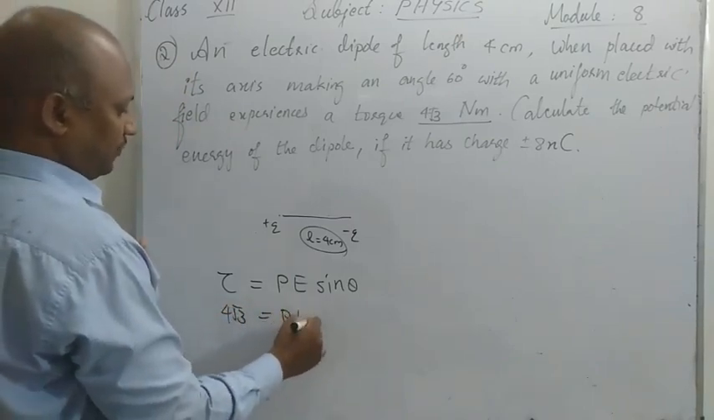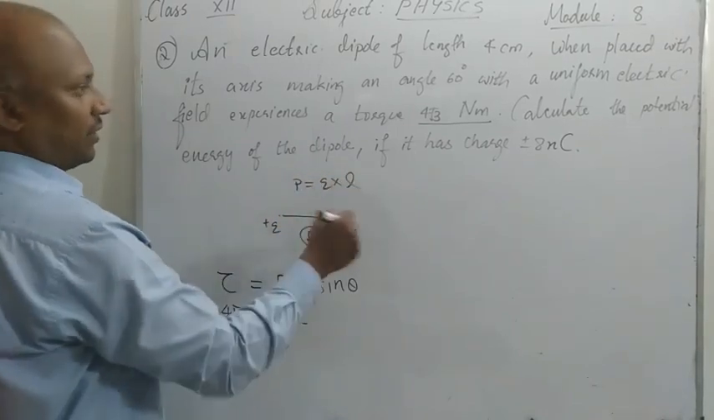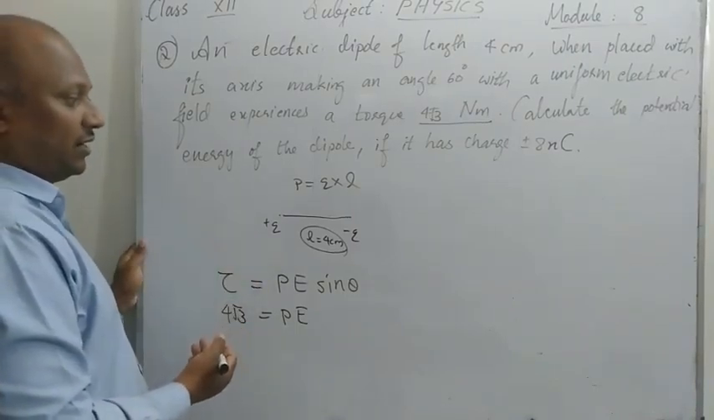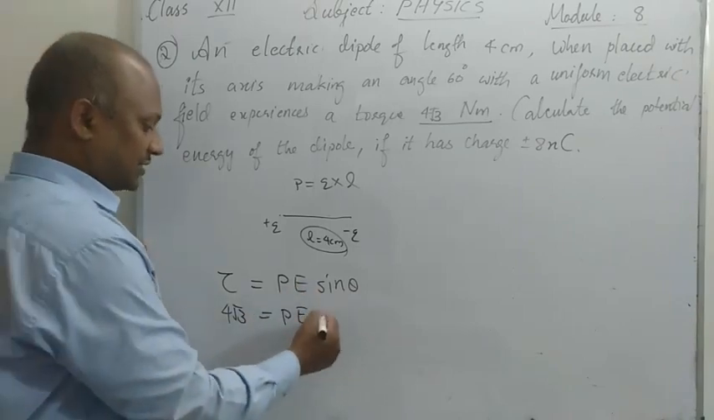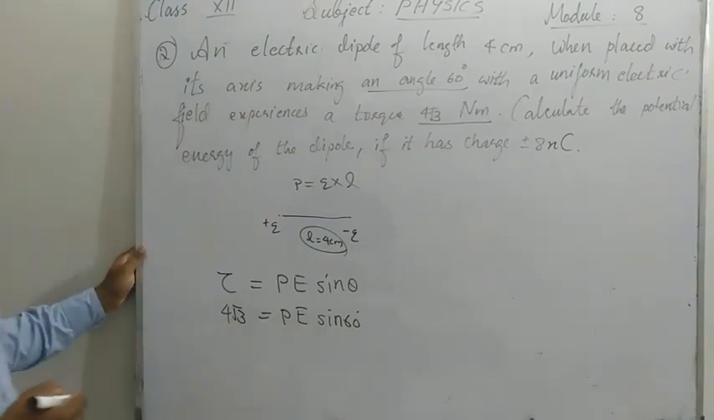P we don't know, E we don't know. We can find P by the formula charge into length, but it is not required right now. They are not asking to find the dipole moment and all. Sine theta, sine 60 degree, because it makes an angle 60 degree with a uniform electric field.